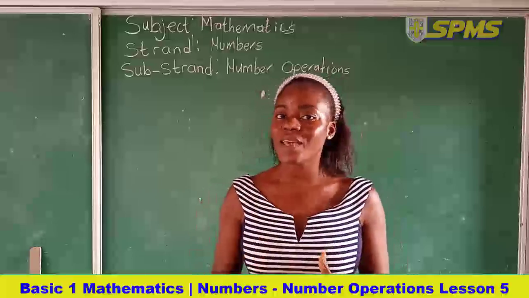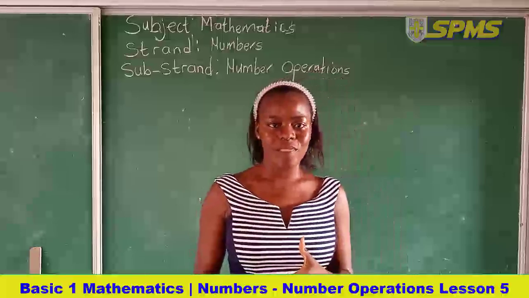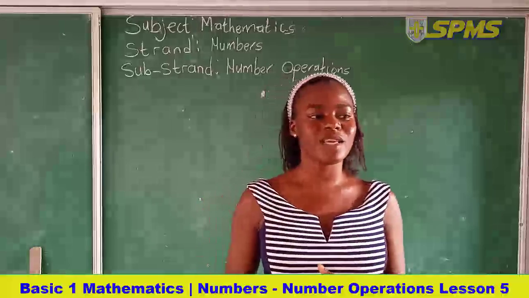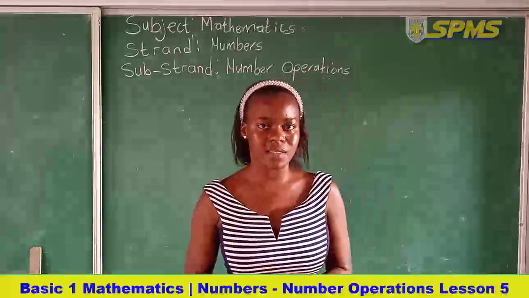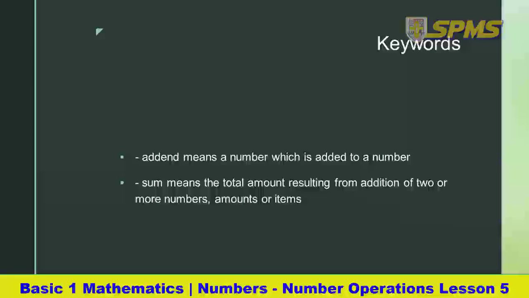We are using the keywords from last week. So the first keyword is addends. When we say addends, it means a number which is added to another number. So if I have 5 plus 5, the 5 and the 5 are our addends.